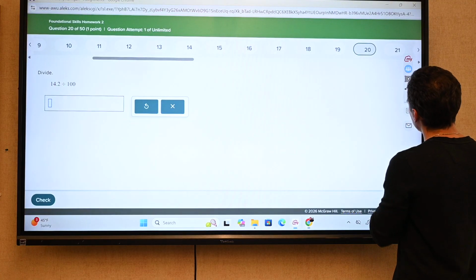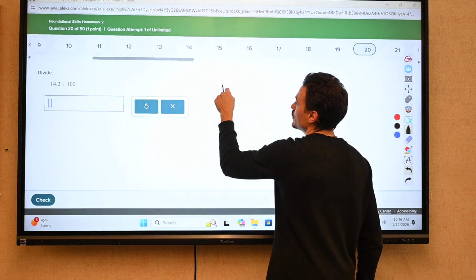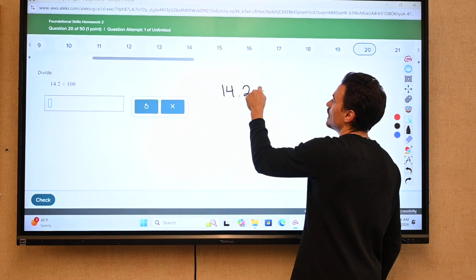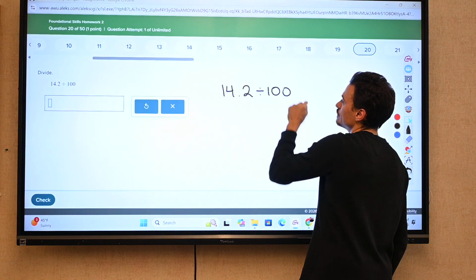All right? Awesome. Last one is if you are dividing by a magnitude of 10. Okay? So this example is 14.2 divided by 100. All right?